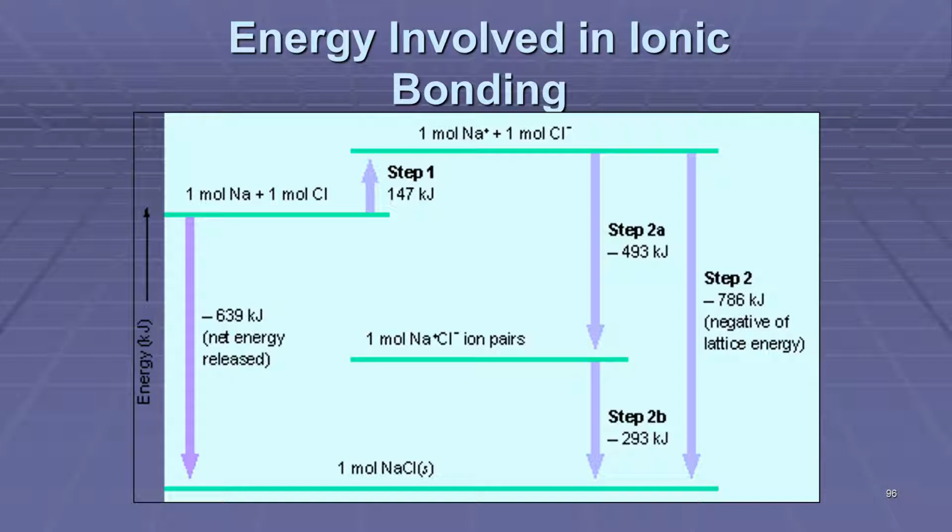That's how much is actually stored in the lattice that was released during this process. And you would have to put that much energy back in to break those bonds. But you can see overall there was a net energy released of 639 kilojoules. So the actual transfer requires energy, but then everything else releases energy. So it is very energetically favorable.